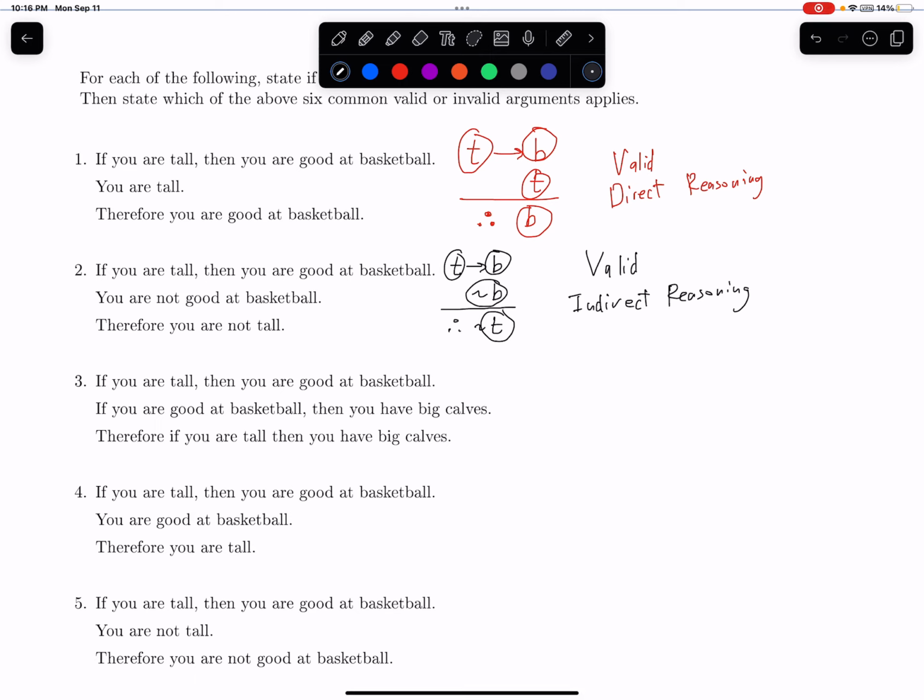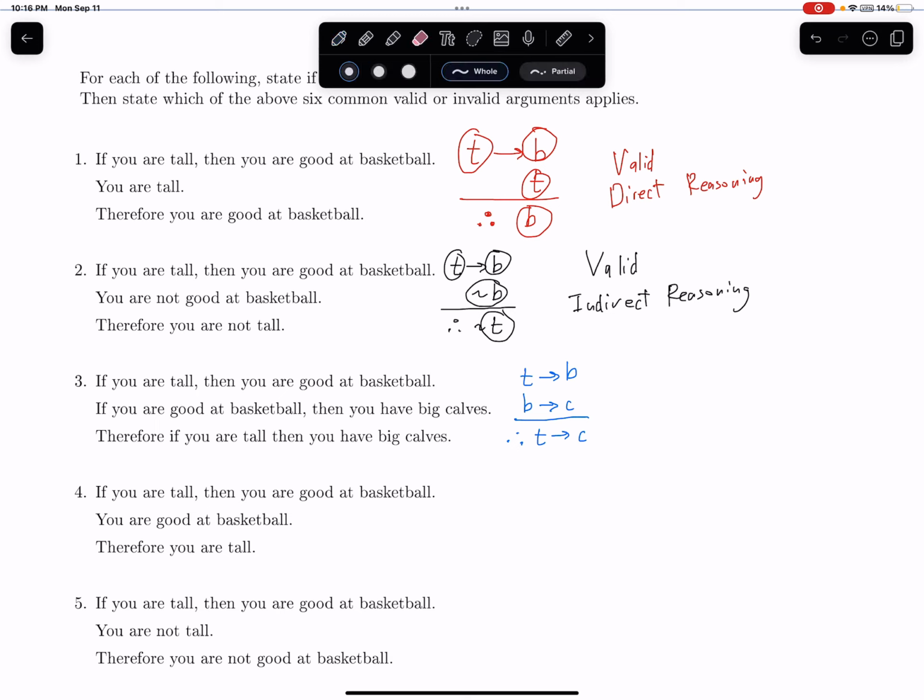Okay, number 3. If you're tall, then you're good at basketball. Okay, so same starting premise again. Let's do the new color. You are good at basketball. Then if you're good at basketball, then you have big calves. We'll use C for calves. Therefore, if you're tall, then you have big calves.